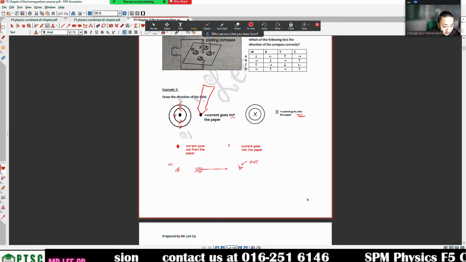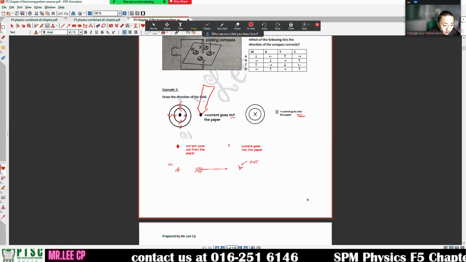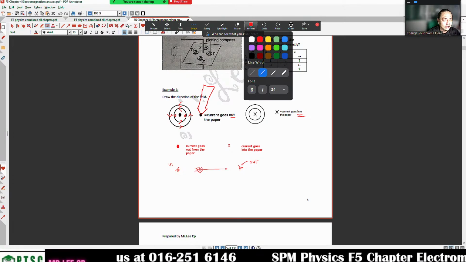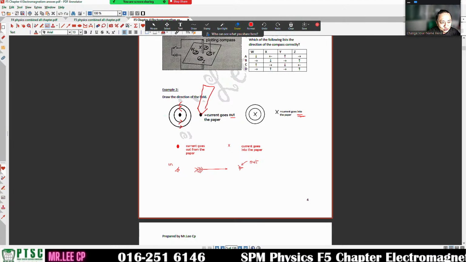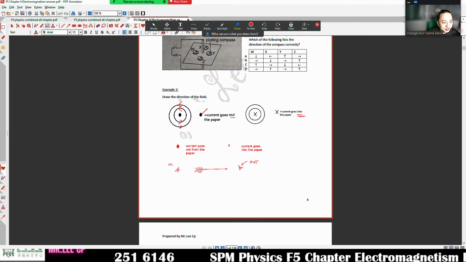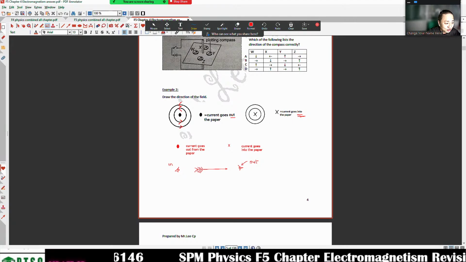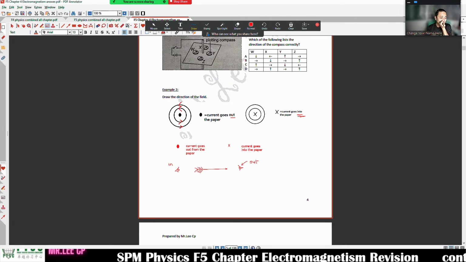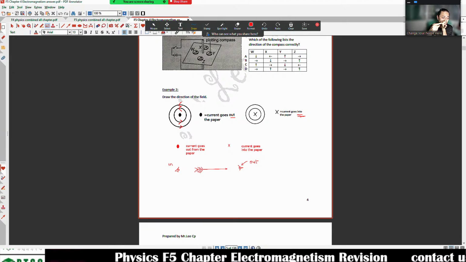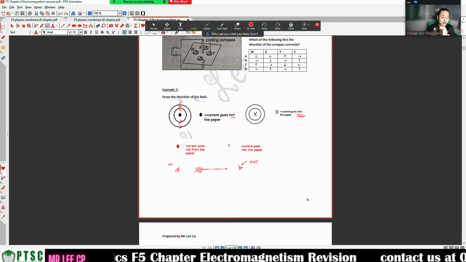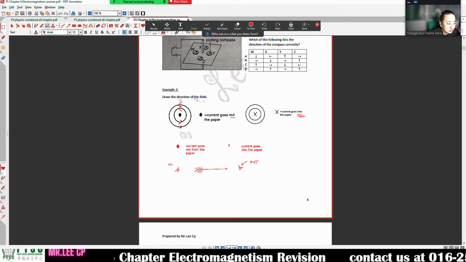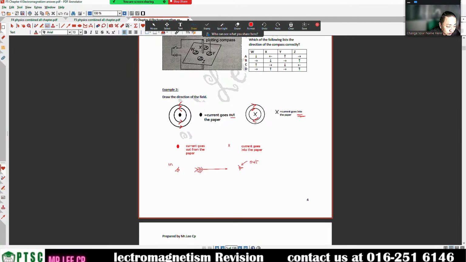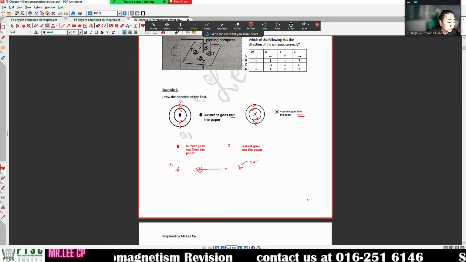Of course you can draw it this way. I don't mind, you can draw. But normally we will just draw two. You don't need to draw so many, it becomes so annoying. Now if the current goes in, this is the direction of the current going in. This way, it turns into this way. You need to know how to draw.